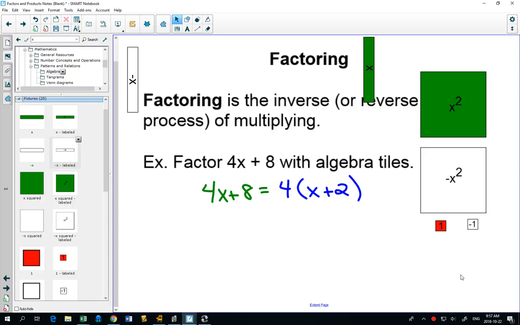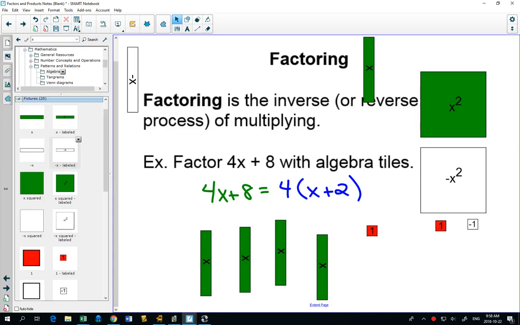So what we have in algebra tiles is 4 of these: 1, 2, 3, 4 of these, and 8 ones: 1, 2, 3, 4, 5, 6, 7, 8. And with algebra tiles, one of the things that you can do for factoring is say to yourself, is it possible to arrange these 4 x tiles and those 8 1 tiles to make a perfect rectangle? And what would it look like?